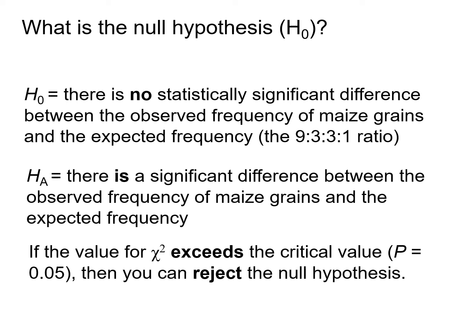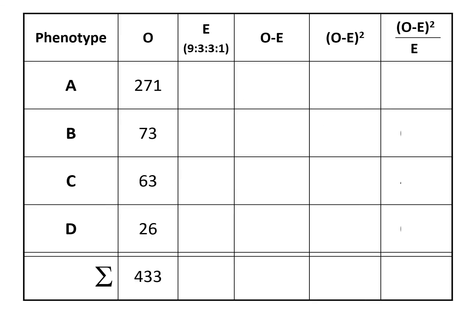And once again, we're going to look at our chi-squared value, compare that to the value in the critical value table where p is 0.05, and see if we fall on the accept or reject the null side of that table. So now we've got a null hypothesis, we need to actually do our calculations.